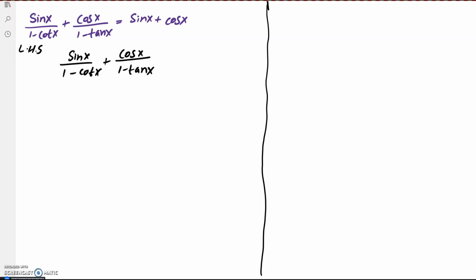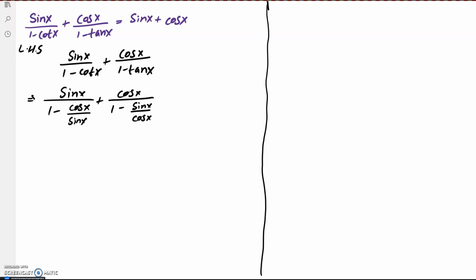Yes, you can also solve this question with this method, but the only difference is this is going to be a really long method, but still you can get your right hand side. But what I will prefer is to use the identities for cot x and tan x and then try to simplify it. So it's going to be sine x over 1 minus cot x, which is cos x over sine x, plus cos x over 1 minus tan x, which is sine x over cos x.